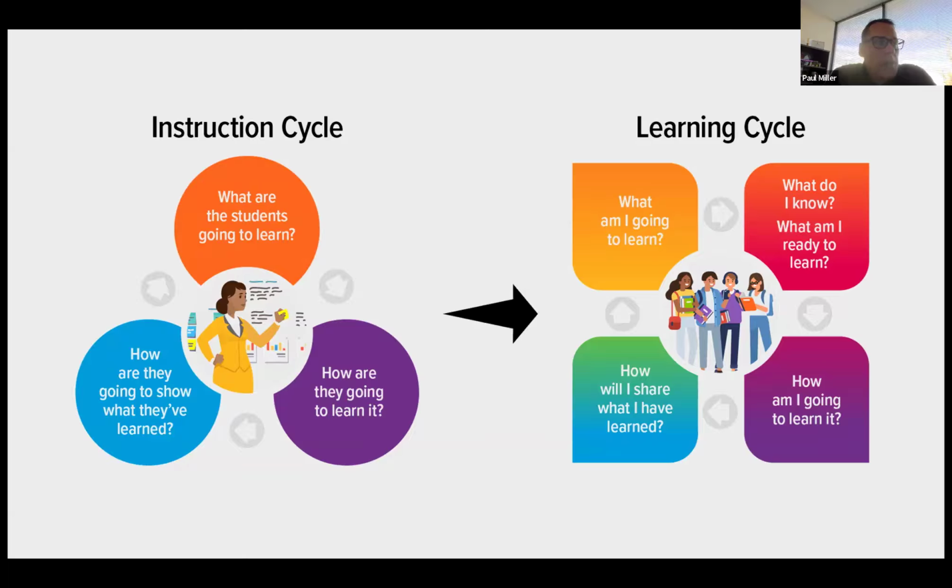So are you comfortable with where the students are going, how they are going to get there, and how they've shown they've learned it? Or are you more comfortable with what am I going to learn? What do I know? What am I ready to learn? How am I going to learn it? And how will I share that I've learned it to my peers? So which side of the coin are you on? Which one are you more comfortable with right now? So you can just say instruction cycle, or learning cycle in the chat box, and then maybe I'll call on somebody to explain why their answer was their answer.